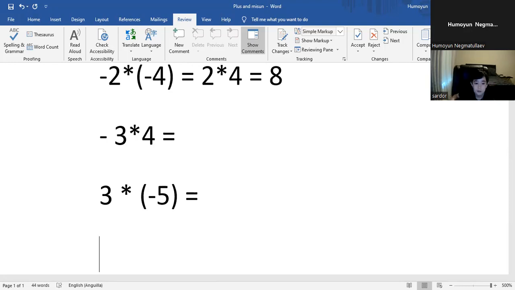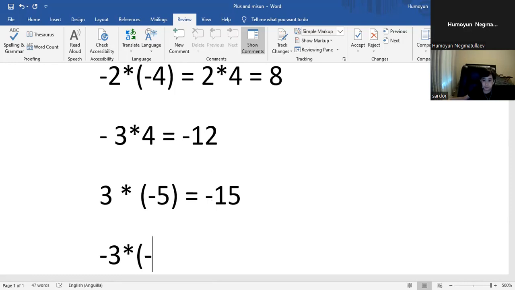Minus 12. 12. This one. Minus 15. You do the best job. If you see that there are two signs of minus, minus 3 is multiplied in brackets by minus 2. So the result is going to be, how can we see if there are two signs minus?